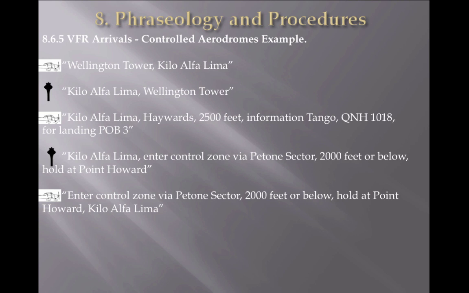An example, Wellington Tower, Kilo Alpha Lima. Tower will respond, Kilo Alpha Lima, Wellington Tower. Kilo Alpha Lima, Haywards 2,500 feet, information Tango, QNH 1018 for landing POB 3. Kilo Alpha Lima, enter control zone via Petone sector 2,000 feet or below, holding at Point Howard. Enter control zone via Petone sector 2,000 feet or below, hold at Point Howard, Kilo Alpha Lima.